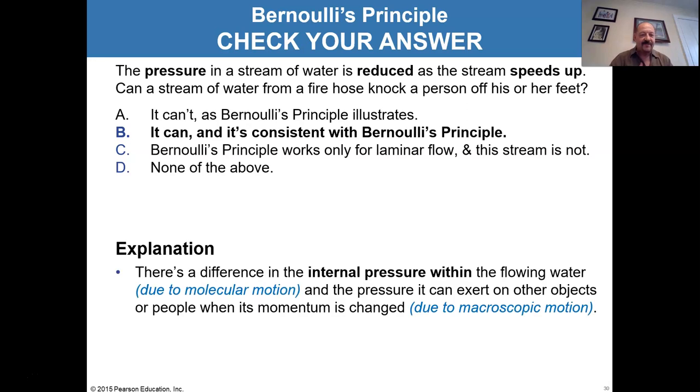And I didn't make this question up. I'm just passing it on. I tried to modify it a little bit to make it a little clearer.